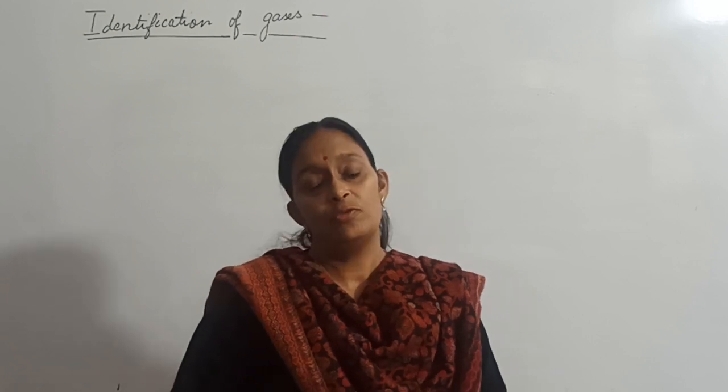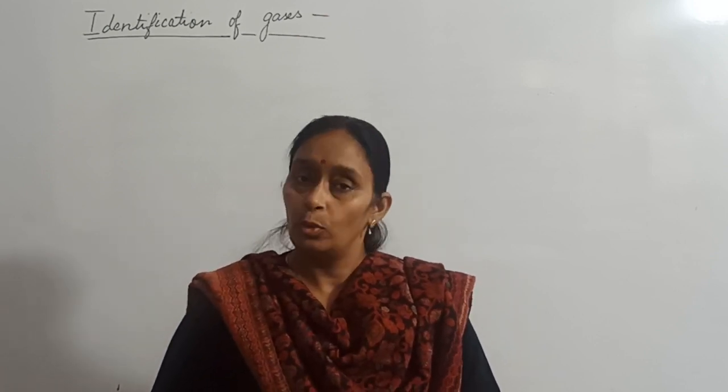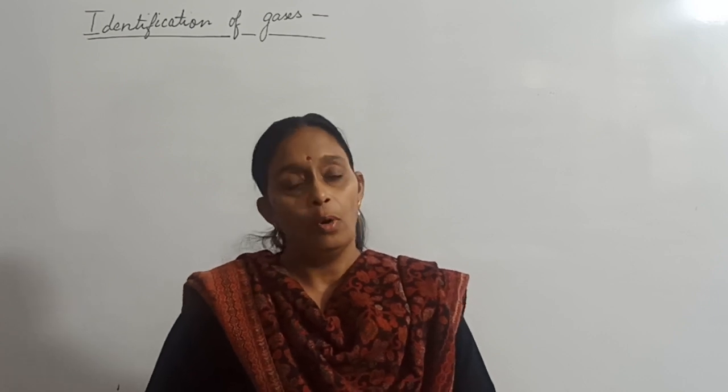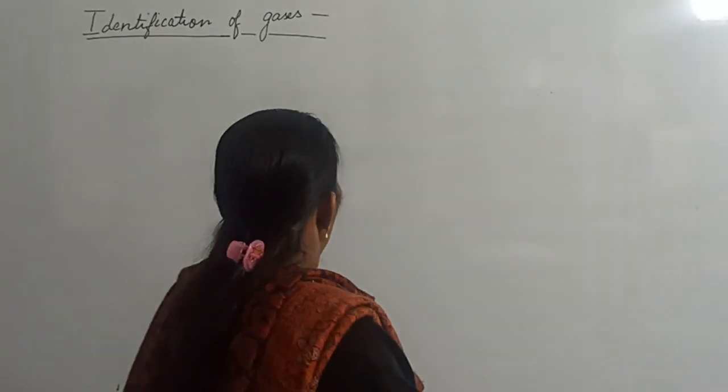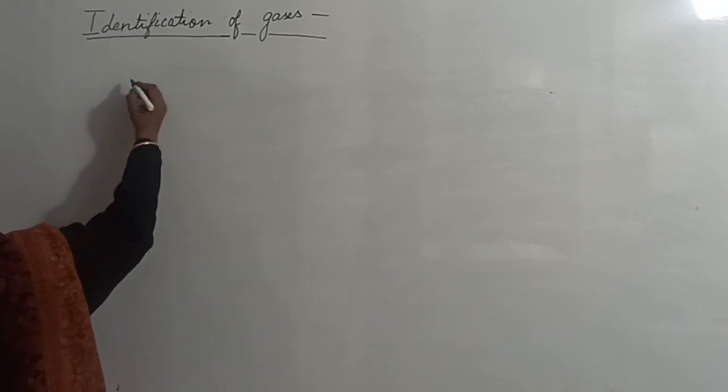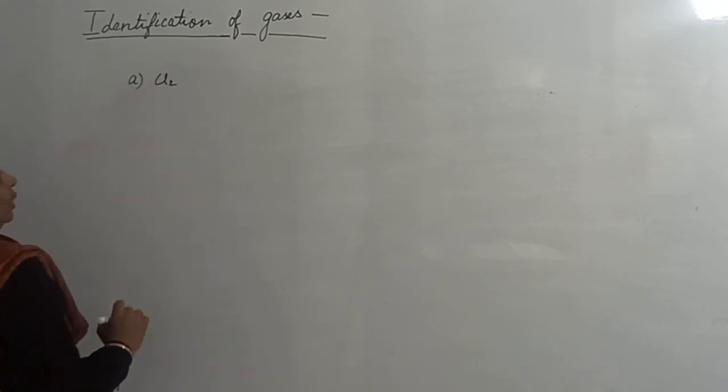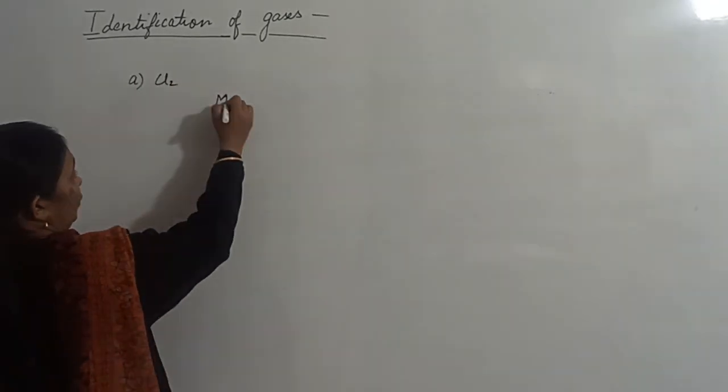We are left with three gases more, that is chlorine, nitrogen dioxide, and ammonia. Today we are going to do all these three gases. So, the first gas is chlorine. Let's see a reaction in which chlorine is produced.